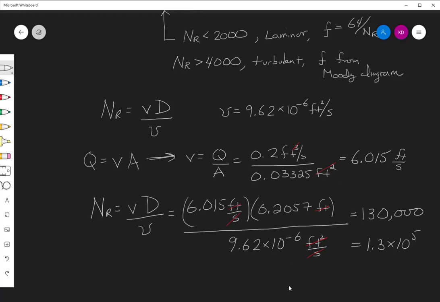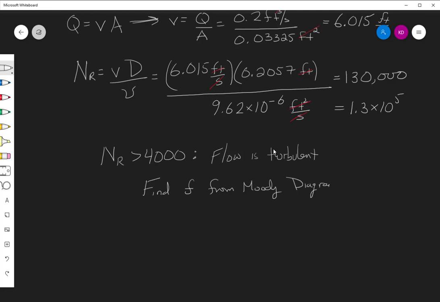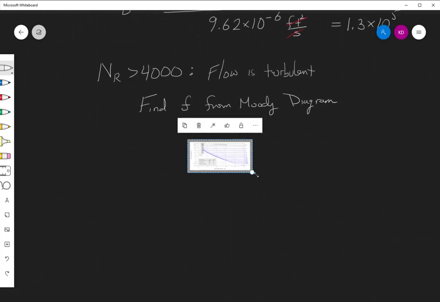So clearly, we see that the Reynolds number in this case is much larger than 4,000. And what that tells us is that the flow is indeed turbulent. So the next step, now that we know that the flow is turbulent, is to find the friction factor f from the Moody diagram. So let me now pull in a copy of the Moody diagram, and I'll put the link below for the same version of the Moody diagram that I'm using.